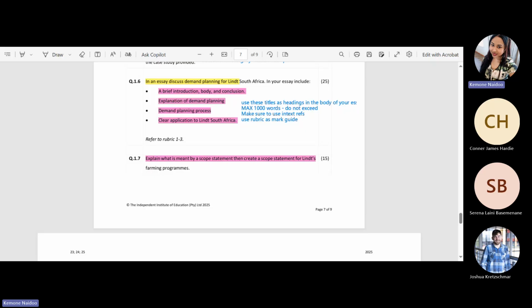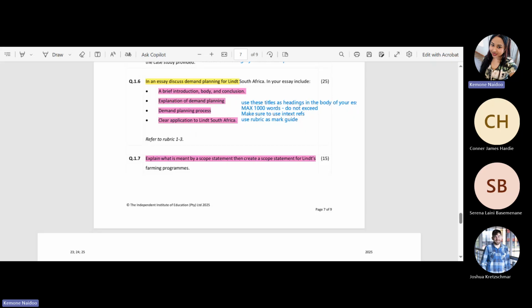Okay, so explanation of demand planning is something that you need to include in your essay. So have it as a title and then elaborate on it. So give your explanation of what demand planning is. Okay, what is it? What does it entail exactly? What does it mean? What does it mean for Lent? Okay, so what you can do is you can have your theory and you can have the application of that directly after, or you can have the explanation of demand planning and the demand planning process, and then lastly, you can have the application to Lent.